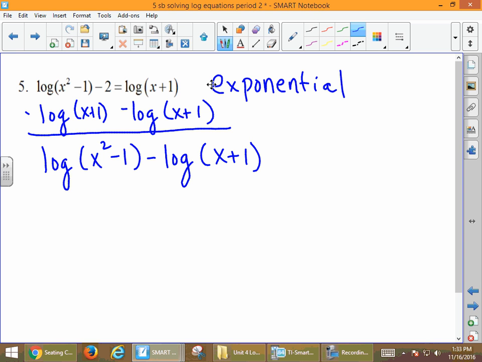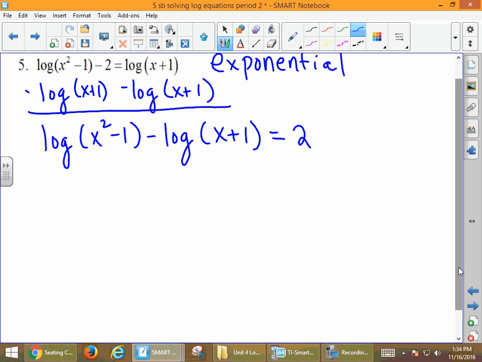And I'm going to move this negative 2. It doesn't fit up there, but we're going to move that negative 2 to the other side, and when we move it to the other side, it's going to become positive 2. So we have the logarithms all on the same side of the equation. We have a minus in it, and we can use the properties of logarithms. Minus tells us that we can use the quotient property, which says that this is going to be log of x squared minus 1 divided by x plus 1 equals 2.